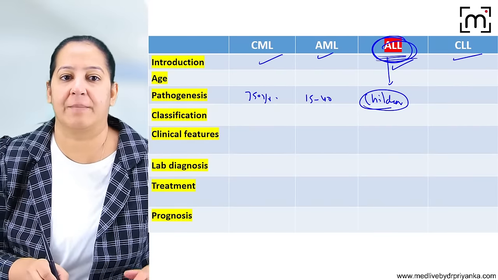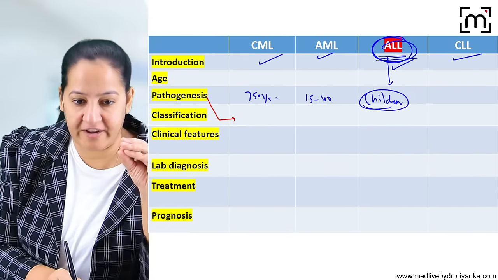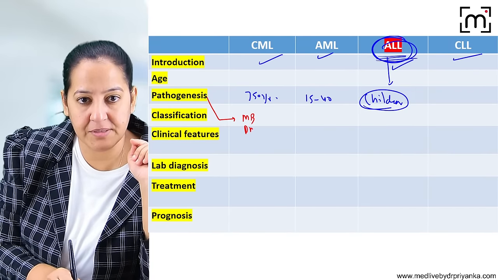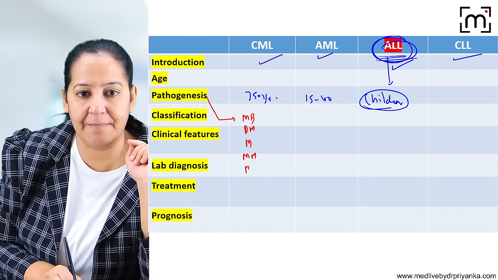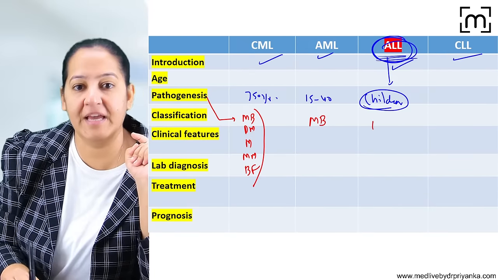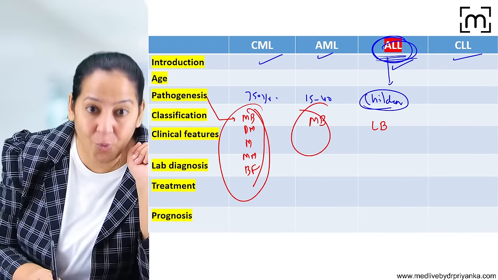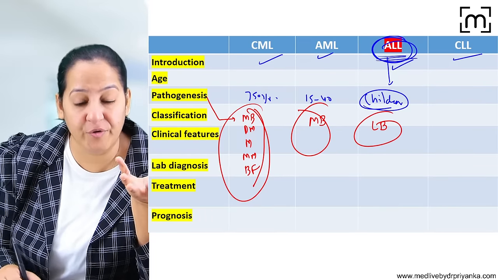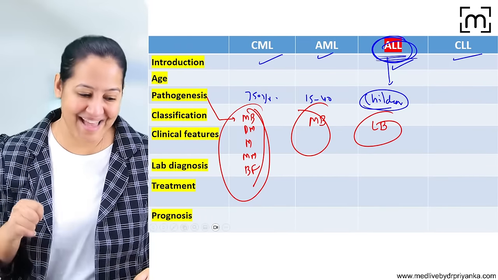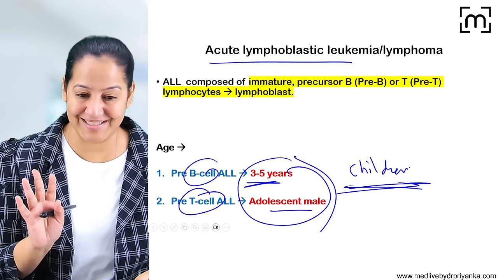So it occurs in children. Here only lymphoblast is coming. In the pathogenesis, here all five are coming: myeloblast, promyelocyte, myelocyte, metamyelocyte, and band form. These five are coming in the blood. Here only myeloblast is coming. Here only lymphoblast is coming in the blood. So this is garden party appearance. This is school uniform with iron rod. This is school uniform without iron rod. That's it. It is as simple as that. I hope you all are learning it. Say yes if you got it.